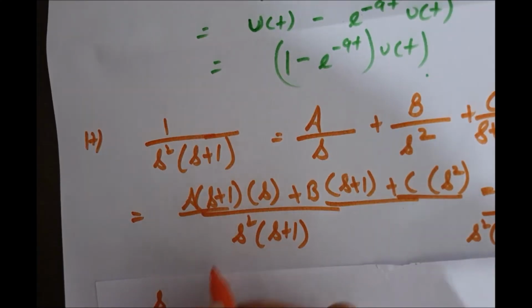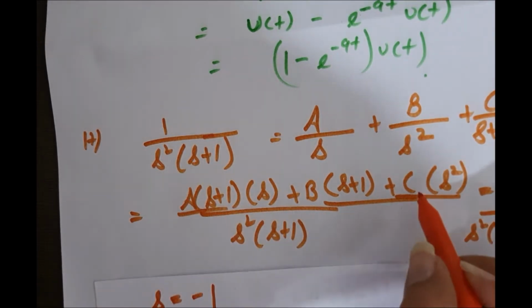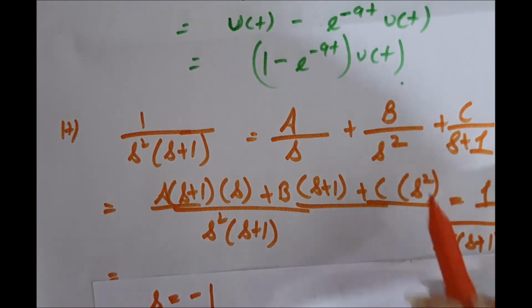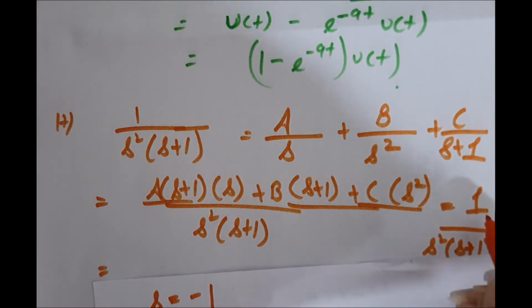Now this is s plus 1, so put s is equal to minus 1. If we put s is equal to minus 1, then this will get cancelled, this will get cancelled. We will be left only with c. So c times minus 1 square will be 1. On the right hand side 1 is there, so c will come out to be 1.